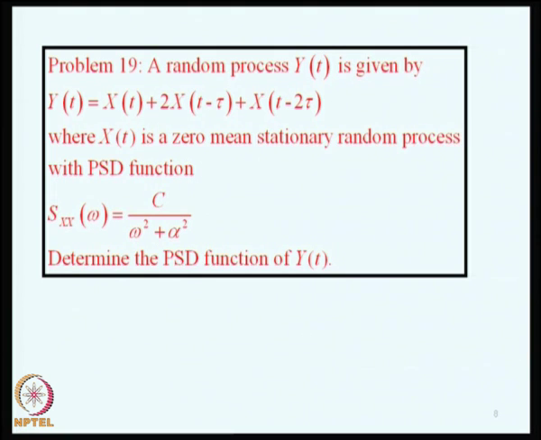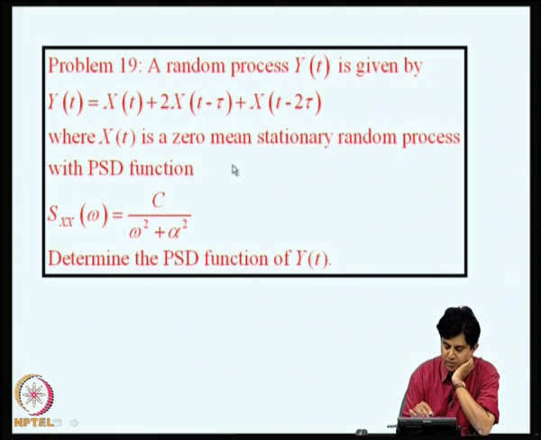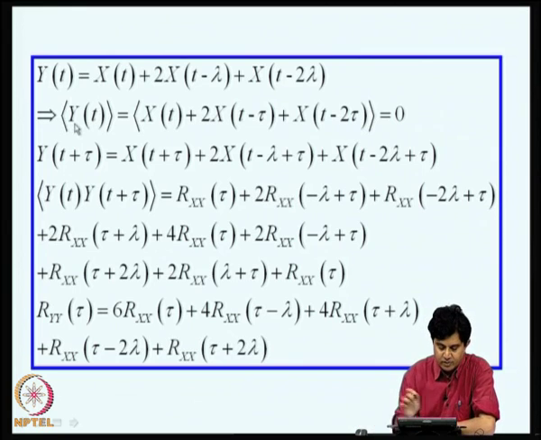Another exercise in manipulating simple random processes. We define a random process y of t as x of t plus 2x of t minus tau plus x of t minus 2 tau, where x of t is a 0 mean stationary random process with power spectral density function Sxx of omega equal to c divided by omega square plus lambda square alpha square. The problem on hand is to determine the power spectral density function of y of t. So, we need to evaluate the mean and autocovariance of y of t and take the Fourier transform. We could do it in alternate ways, but this is what we are trying to do now.